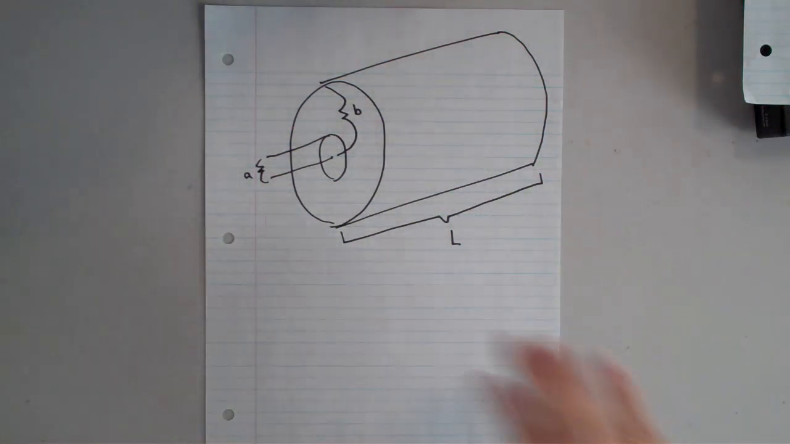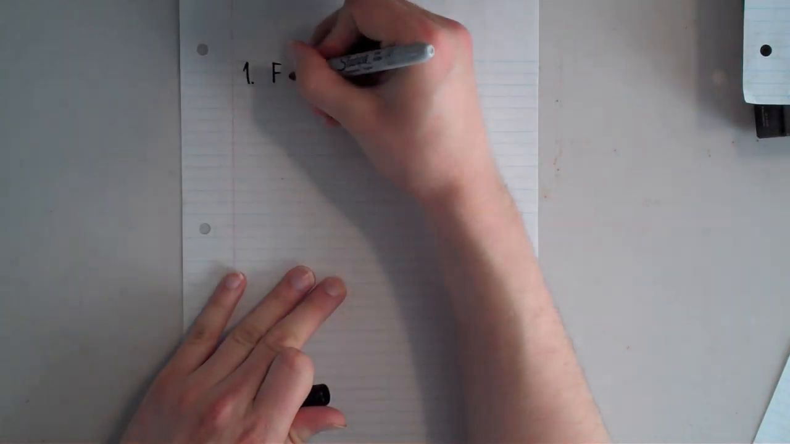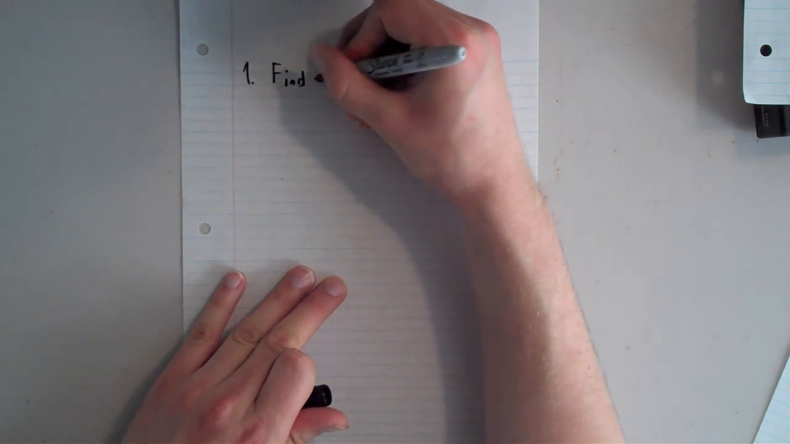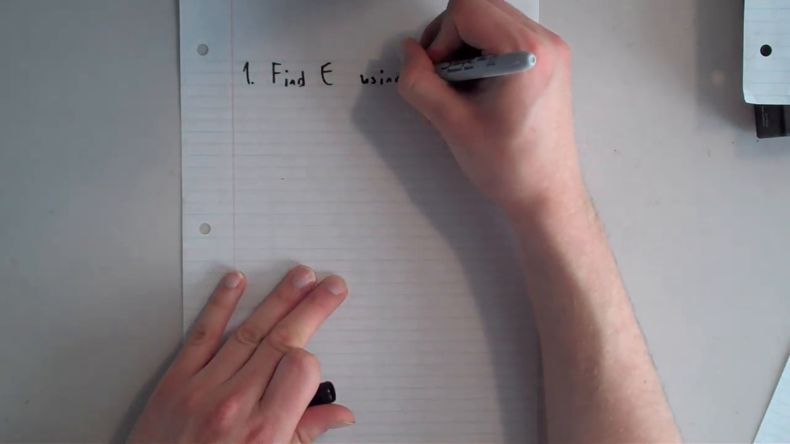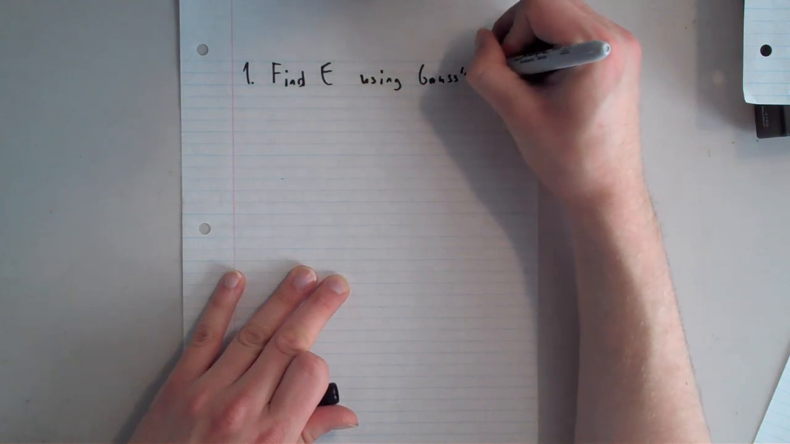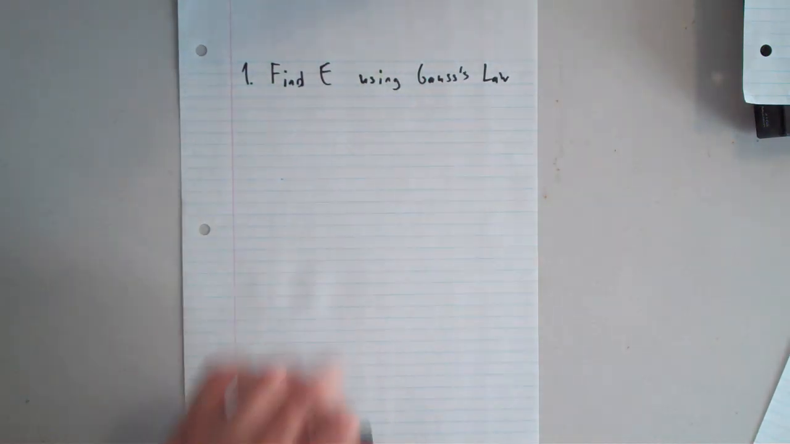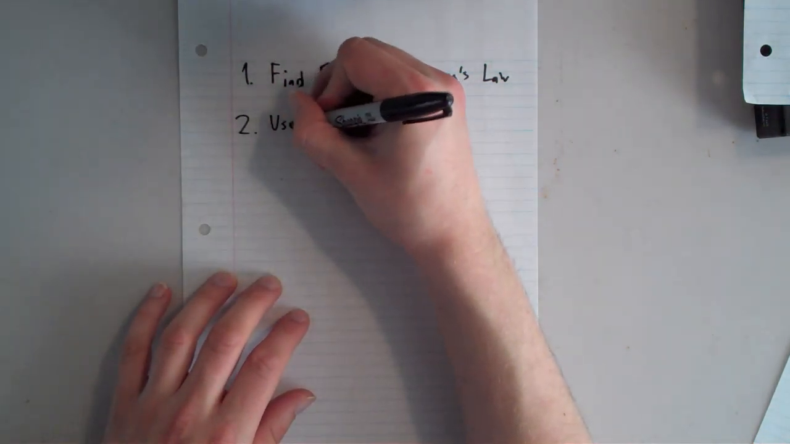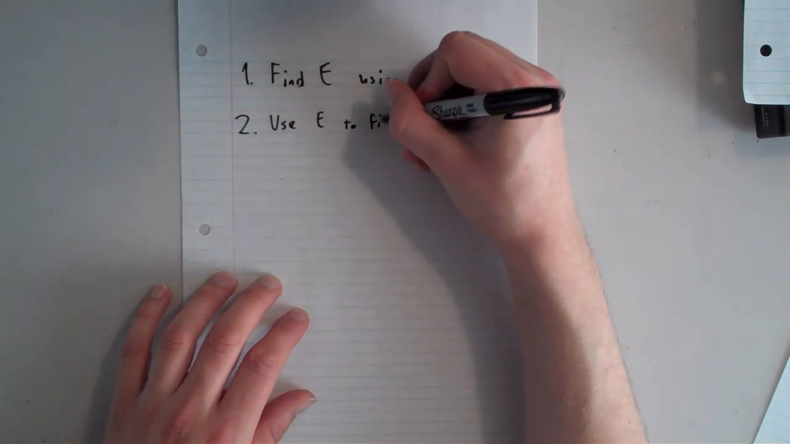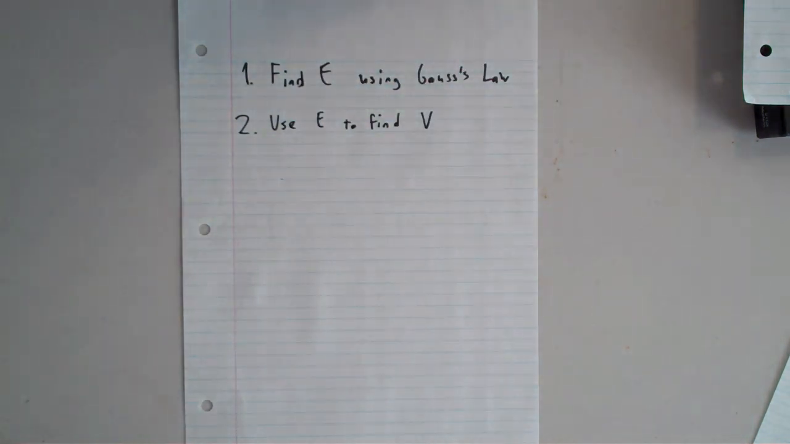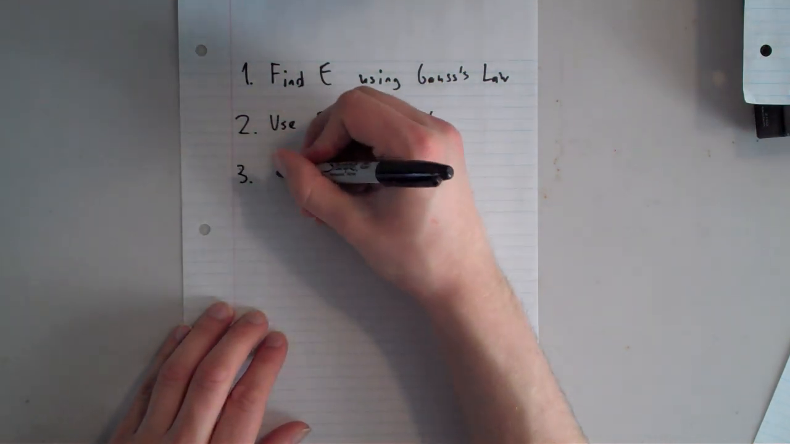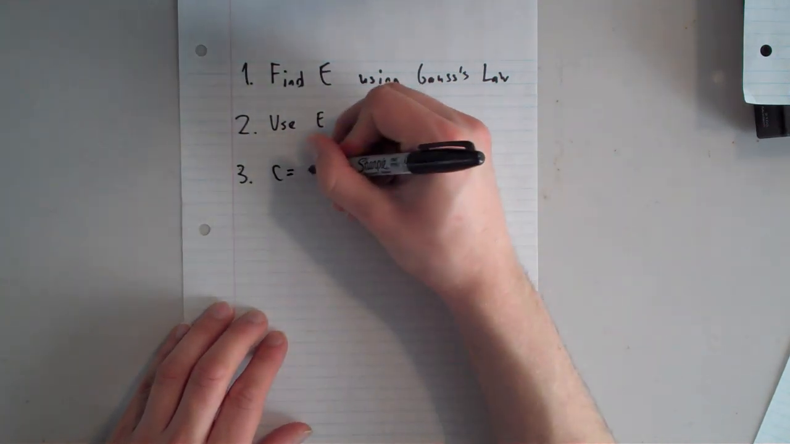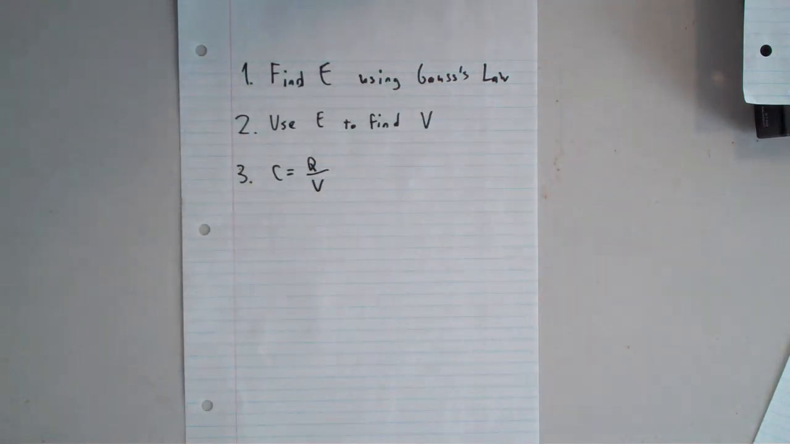So we're going to do that in 3 steps. First, we're going to find E, the electric field between the 2 plates. And we're going to do that by using Gauss's law, which is always the easiest way to find electric fields in problems where it applies. Second, we're going to use the electric field E to find V, the potential difference between the 2 shells. And finally, we're going to find the capacitance using the definition of capacitance, C equals Q over V.